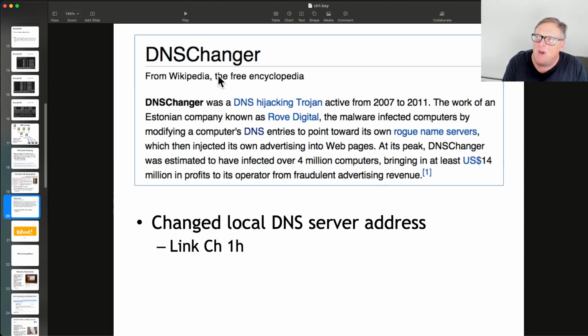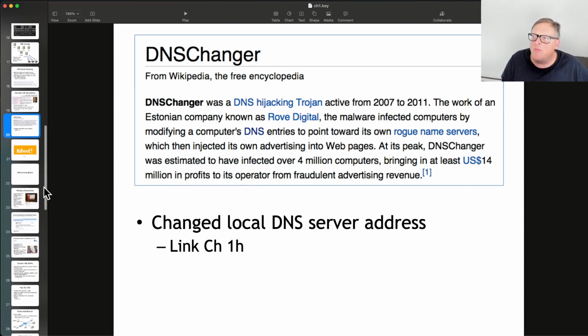So you'll be going to the right service, doing normal web surfing, but when you go to your bank, it will send you to a fake bank website. It's a pretty clever attack. I think it infected like 4 million people, and they got at least 14 million in profit. They used fraudulent advertising. That's another kind of DNS attack where they poison your operating system.